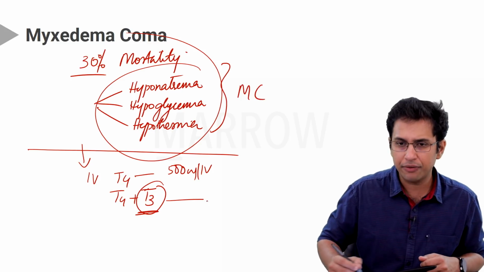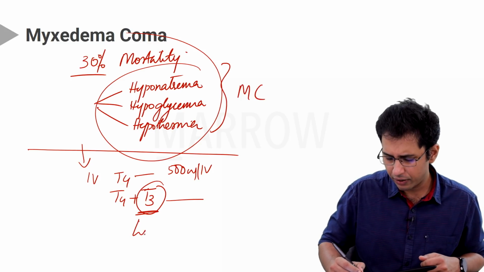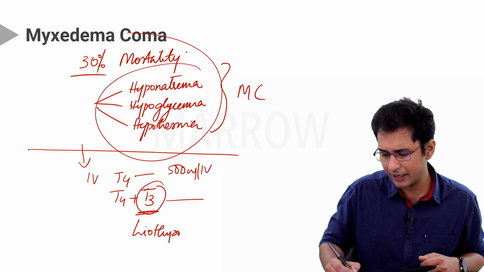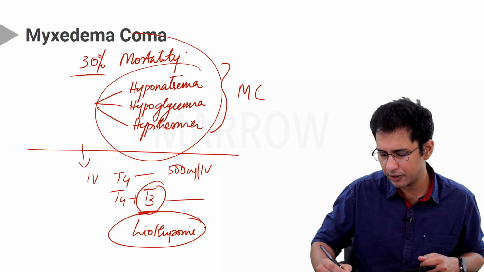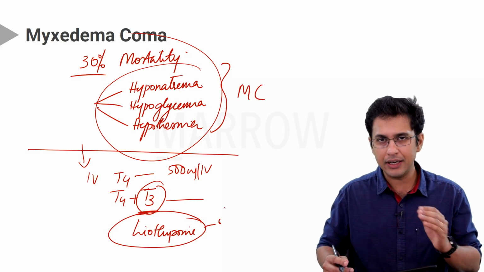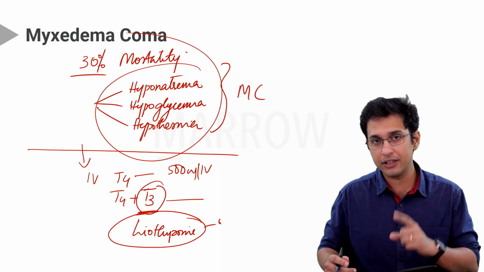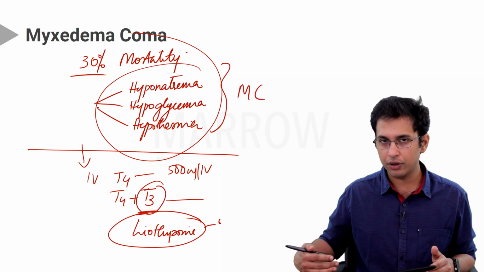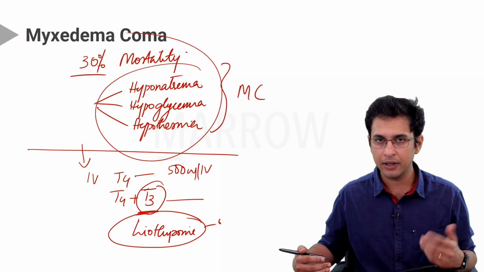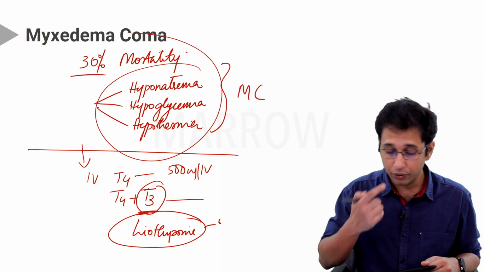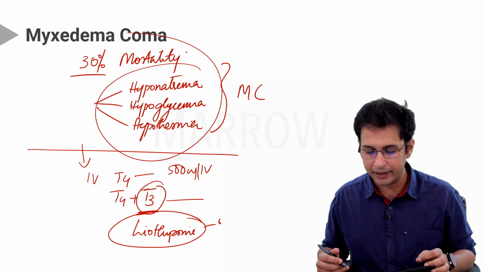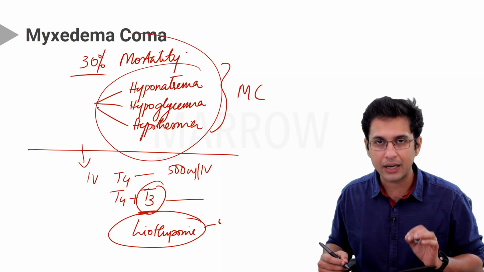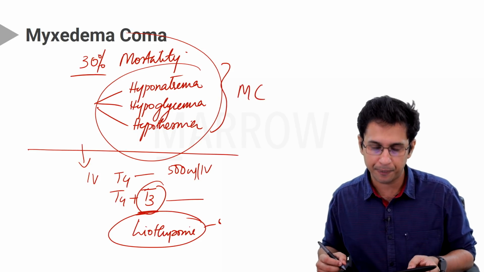Now what is the name of T3? Liothyronine. In our Q bank, I have seen almost 50% of people making this mistake. T3 is liothyronine. Okay, liothyronine is T3, not T4. So if you get a question, liothyronine is what? T3, T4? You should answer T3. It's such a simple thing, but a lot of mistakes are happening. Right, so coming to myxedema coma: heavy mortality, three hypos, you use IV medications to treat the patient.